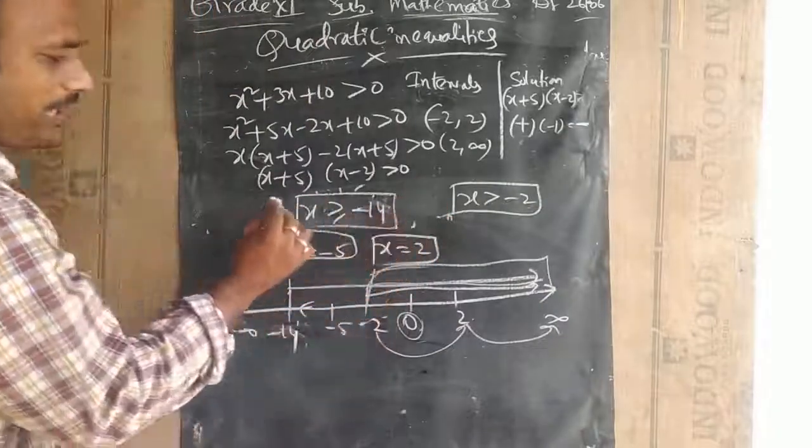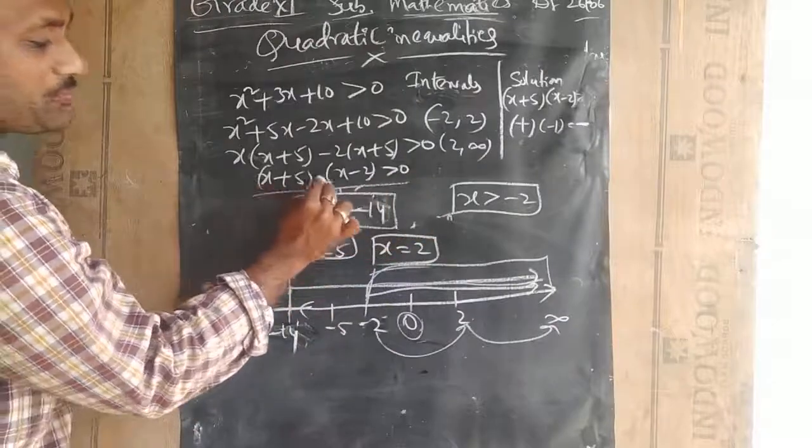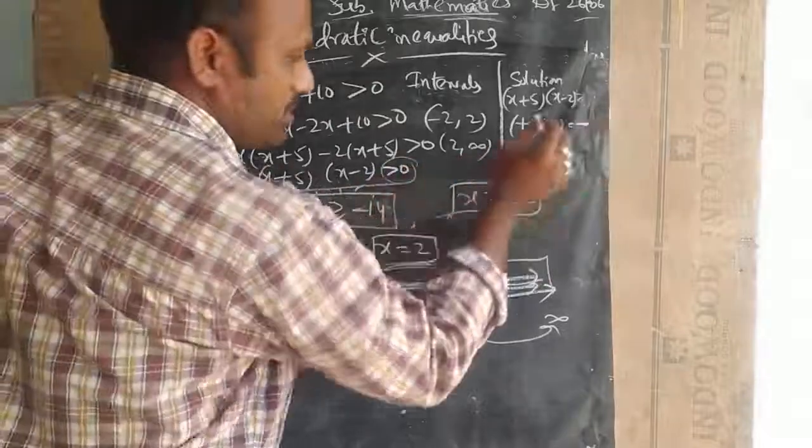But actually my answer should be greater than 0. See the condition here: x plus 5 into x minus 2 must be greater than 0. So this condition fails.